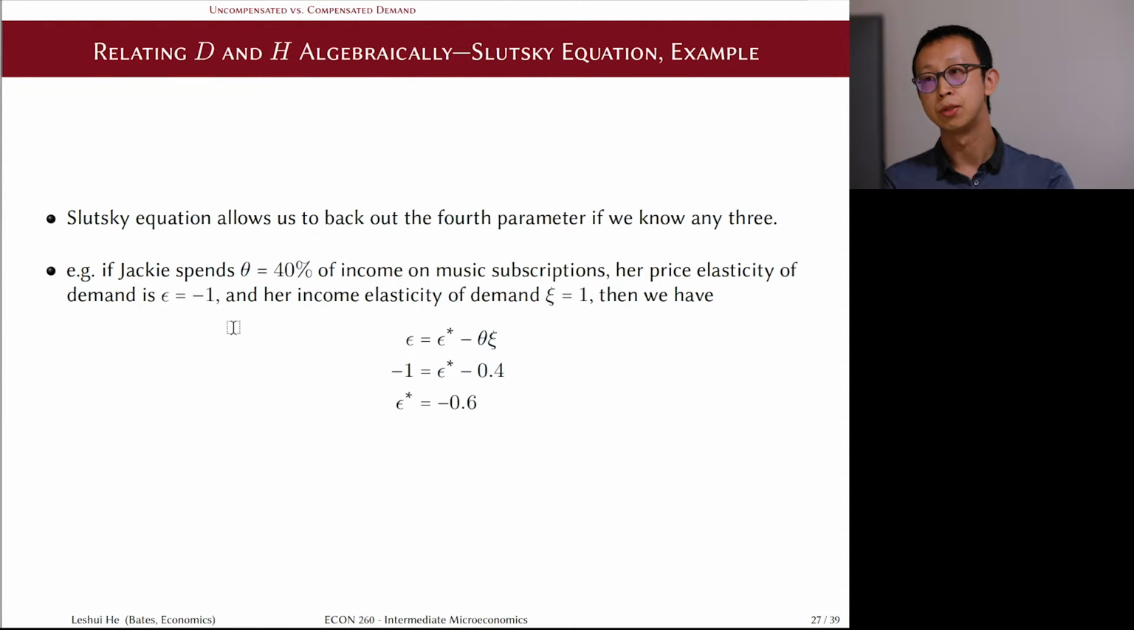Let's say that we have a consumer, Jackie, who spends 40% of income on music subscriptions, and her price elasticity of demand is epsilon equal to -1, and her income elasticity of demand is xi equal to 1. Then, using the Slutsky equation, epsilon is equal to the substitution effect, epsilon star, combined with the income effect, which is negative theta times xi. So now we have epsilon from the question, we have theta, and we have xi. Plugging in these values and rearranging, we find that epsilon star is just minus 0.6. Not too bad, is it?